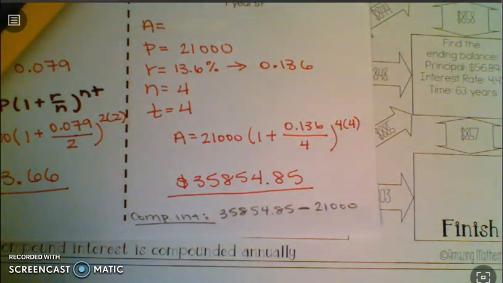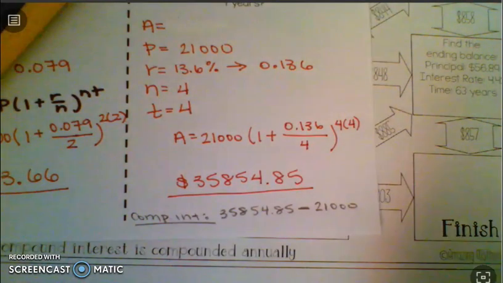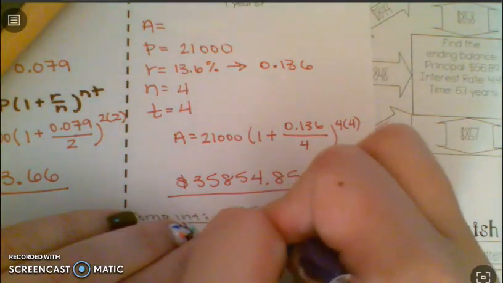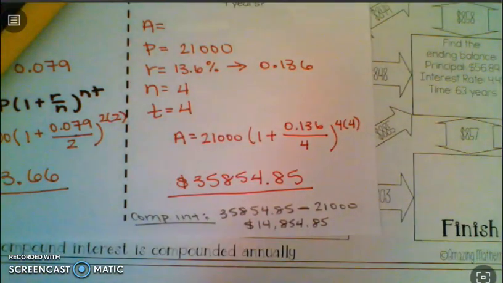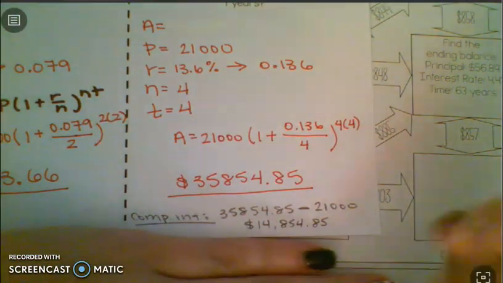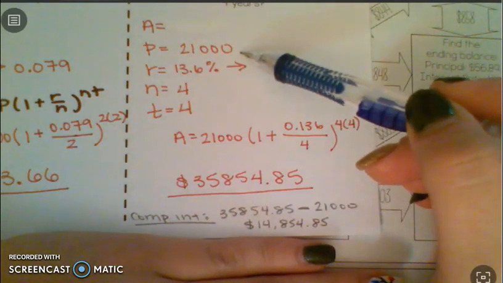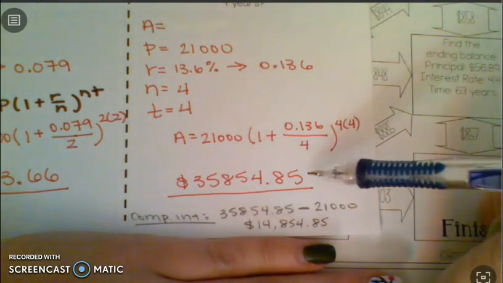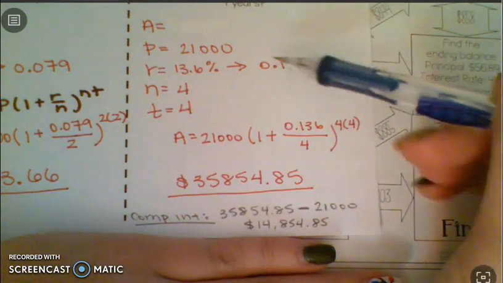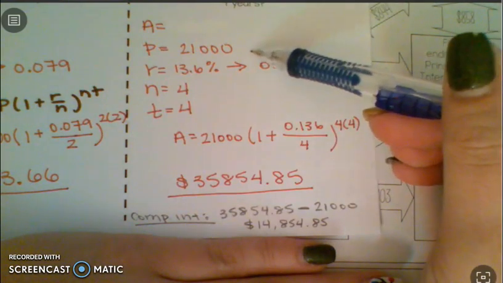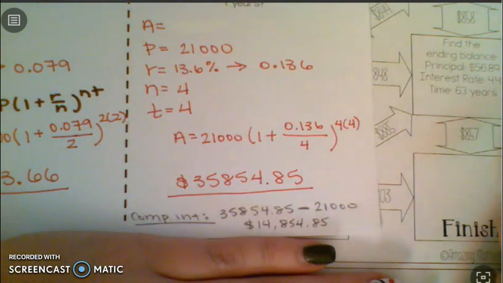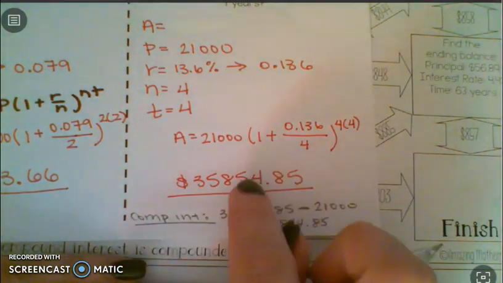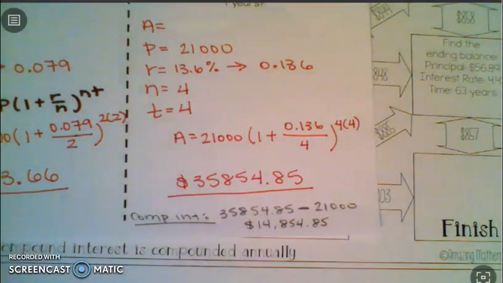So for this, the compound interest is $14,854.85. That basically means I took the loan out for $21,000, and this is what I had to pay back. So in addition to the $21,000 I took out that I needed, I had to pay over $14,000 in interest for that loan. So ending balance, you're good. Compound interest, you have one more step for your homework.